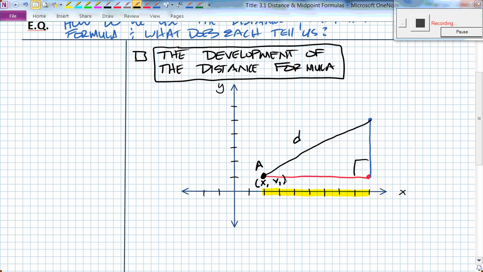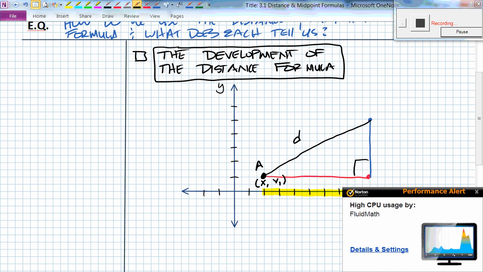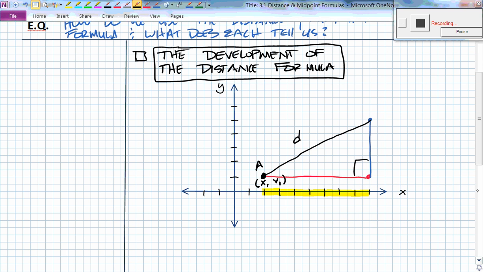So we have now taken away the actual numbers, and we're putting in generic points, x1, y1. Now over here, at my blue dot, we're going to call that point B, and we're going to put in generic points x2, y2.